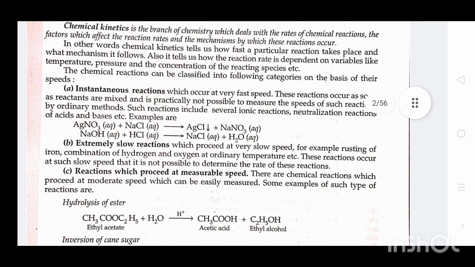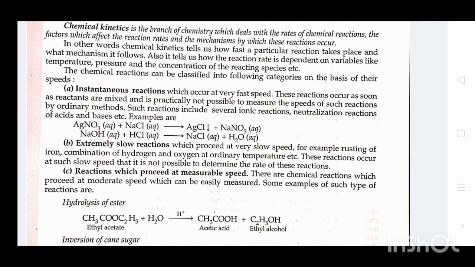Examples are AgNO3 plus NaCl gives AgCl plus NaNO3. NaOH plus HCl gives NaCl plus H2O.